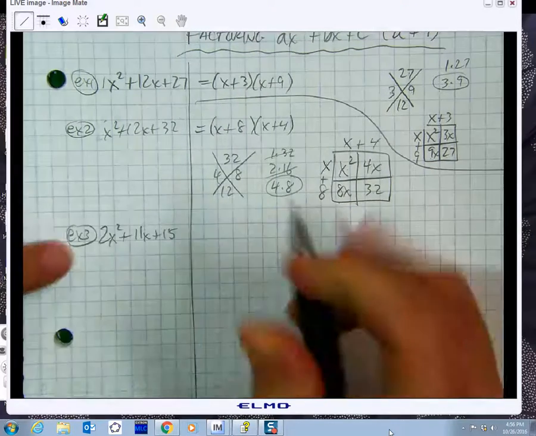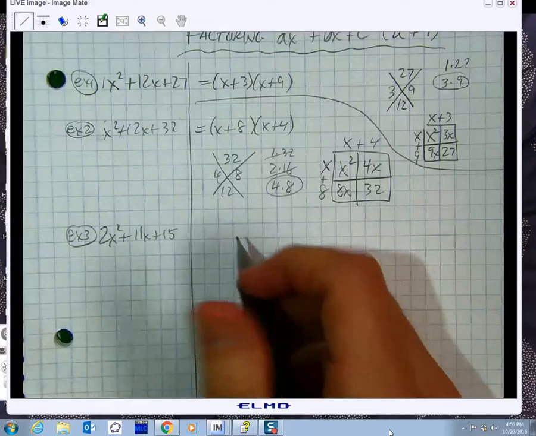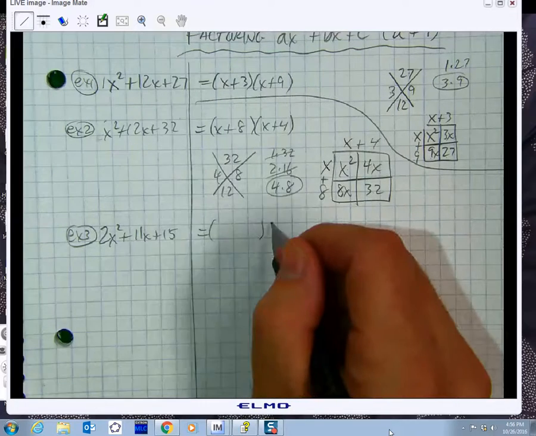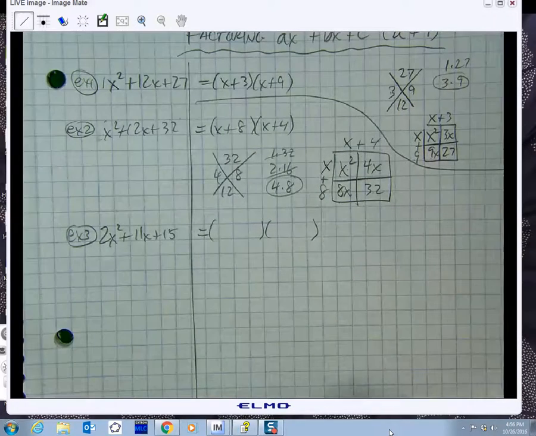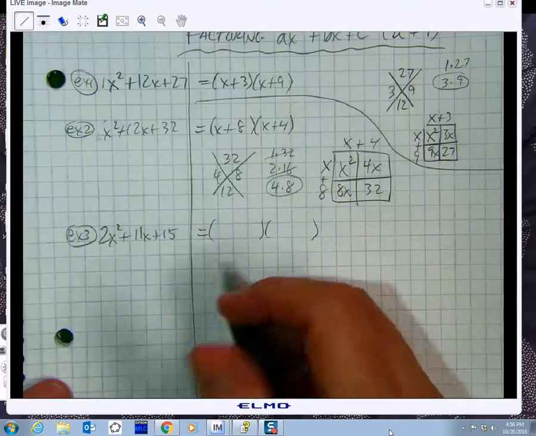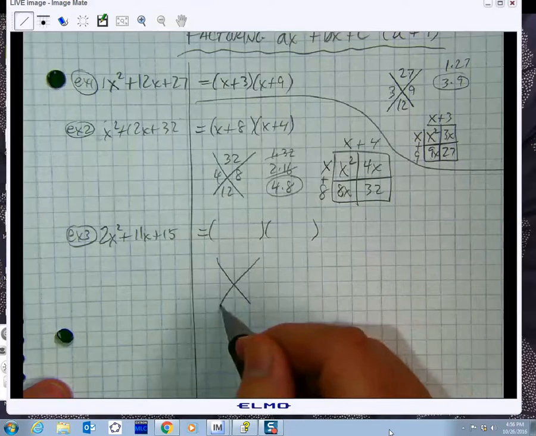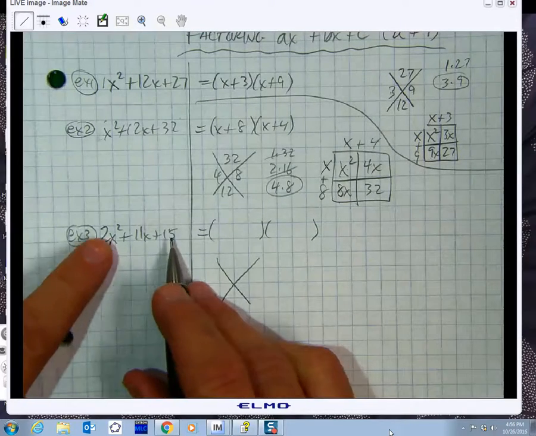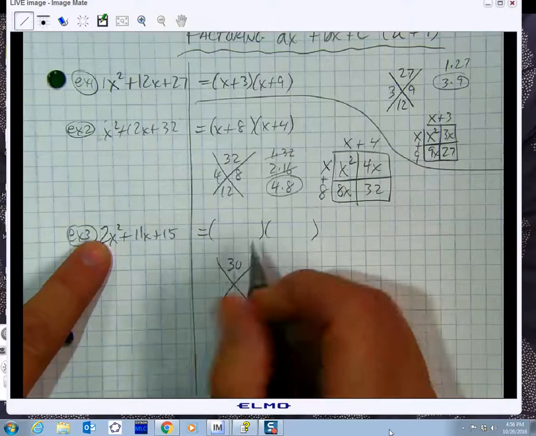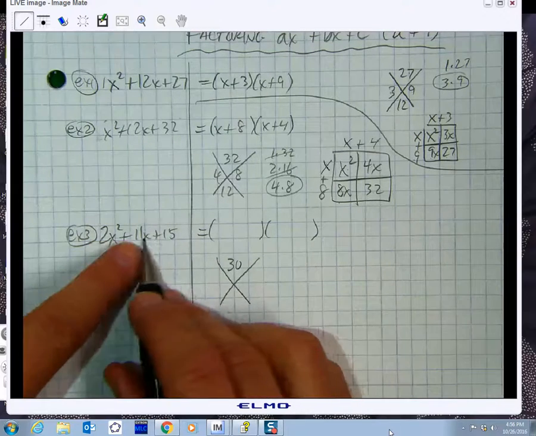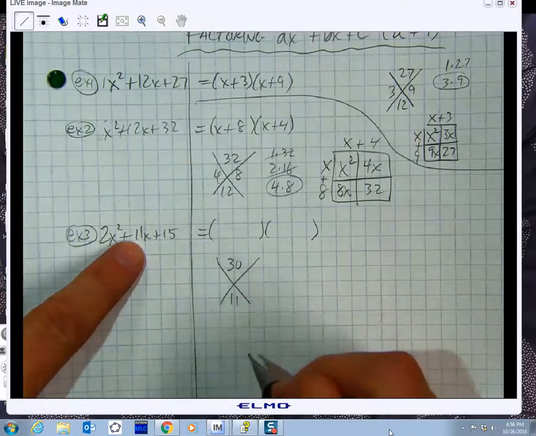Alright, so this time we'll go ahead and set up our parentheses. Our answer will go there, but the process is going to be very similar, but a little bit tougher. 2 times 15 is 30. You always multiply the a and the c, looking for the factors that add to b. So let's see, what multiplies to get 30 adds to get 11.